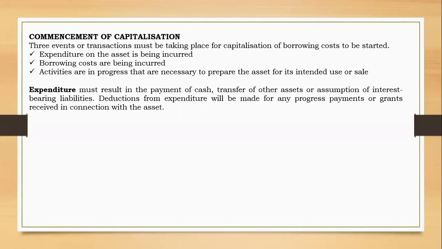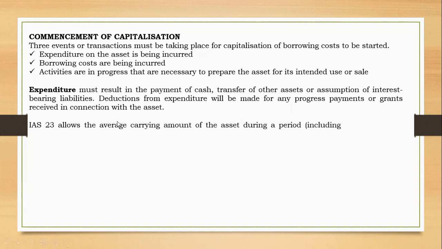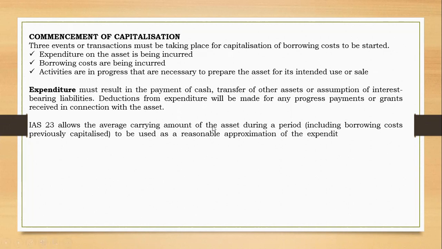All right. Deduction from expenditure will be made for any progress payments or grants received in connection with the asset. Actually, you usually won't find this one, so it's no big deal. Now, in case you don't have sufficient information, this one can be used, but I've never encountered this. IAS 23 allows the average carrying amount of the asset during a period, including borrowing cost previously capitalized, to be used as a reasonable approximation of the expenditure to which the capitalization rate is applied in the period. Let's say during the year, I've taken 2 million from the bank to construct the asset. You have to use that to compute borrowing cost. But let's say you do not know that, you can just use the average carrying amount of the asset.